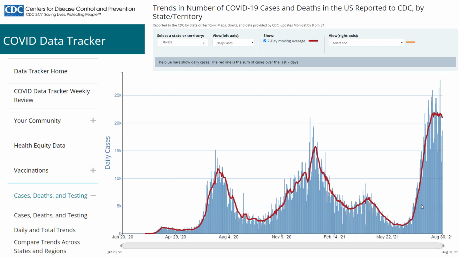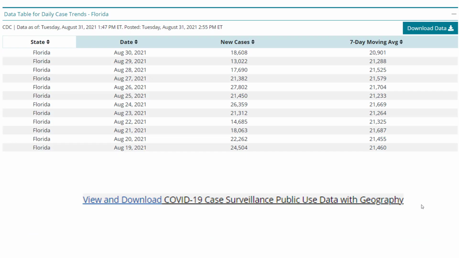So again, nothing earth-shattering about this, very commonly used to investigate information on all states, and you can even go down below the visualization, expand a data set, and download the data that allows you to now track daily information on cases. And again, you could get the same information on deaths and for other COVID-19 metrics.